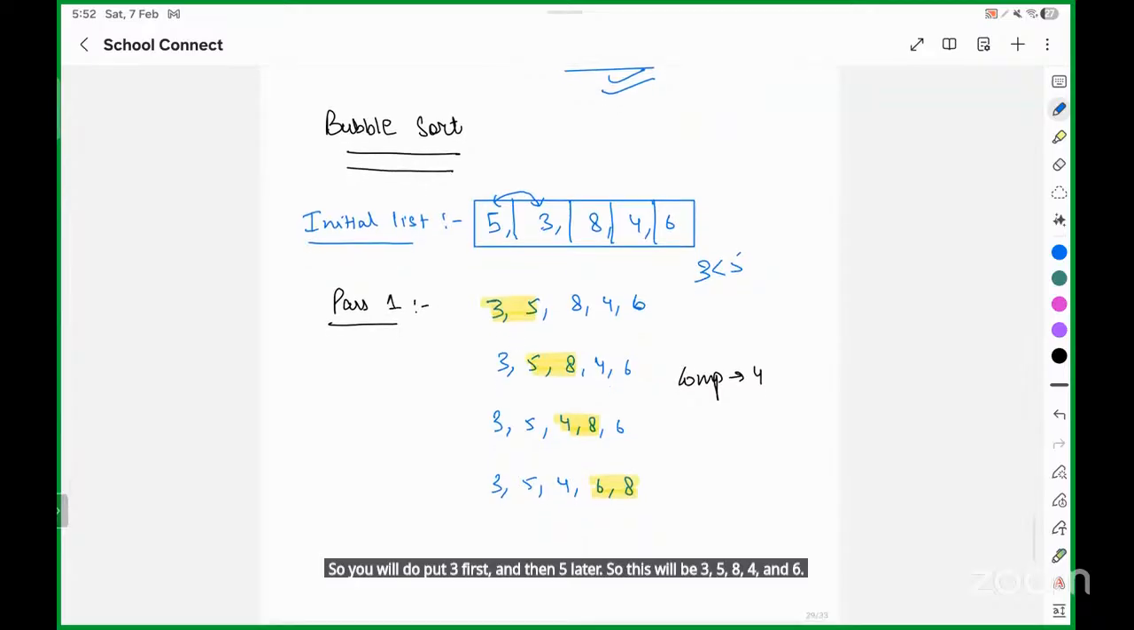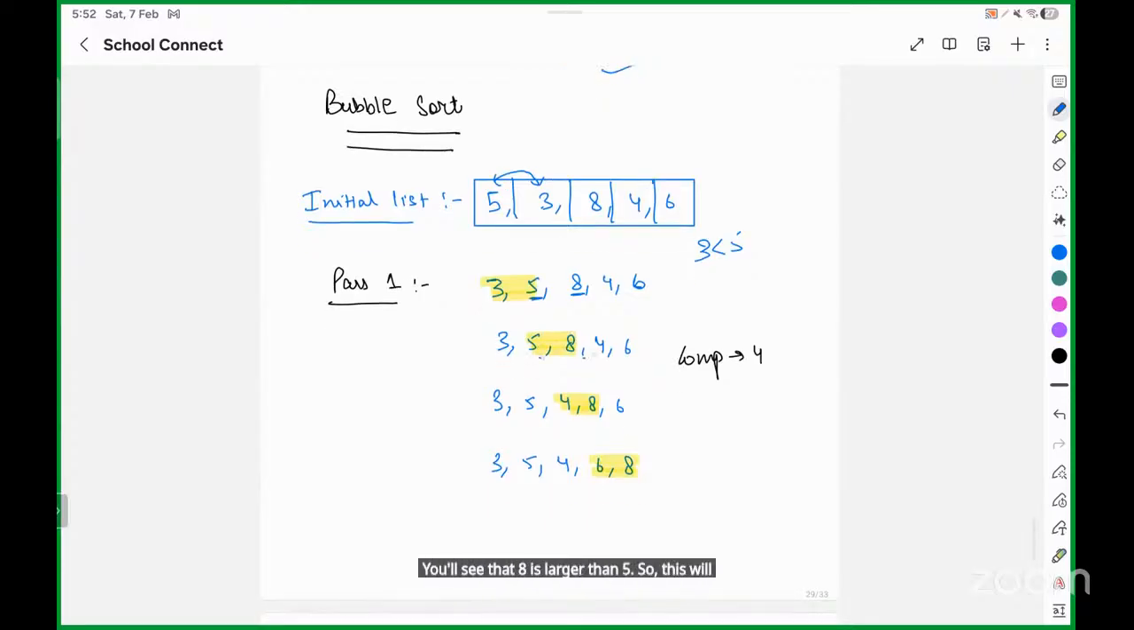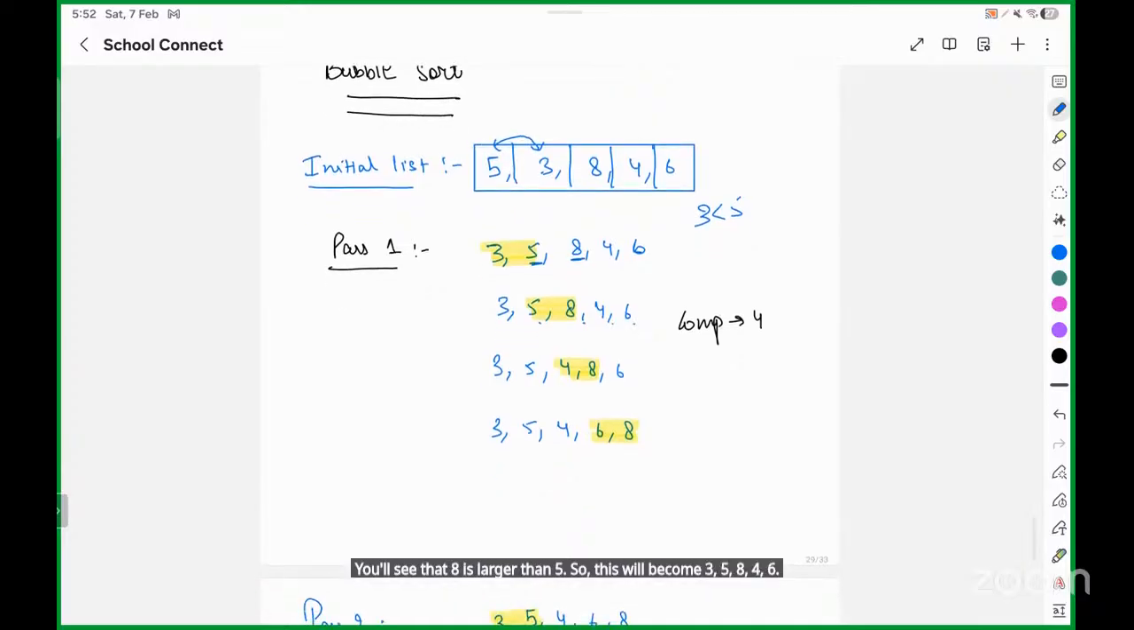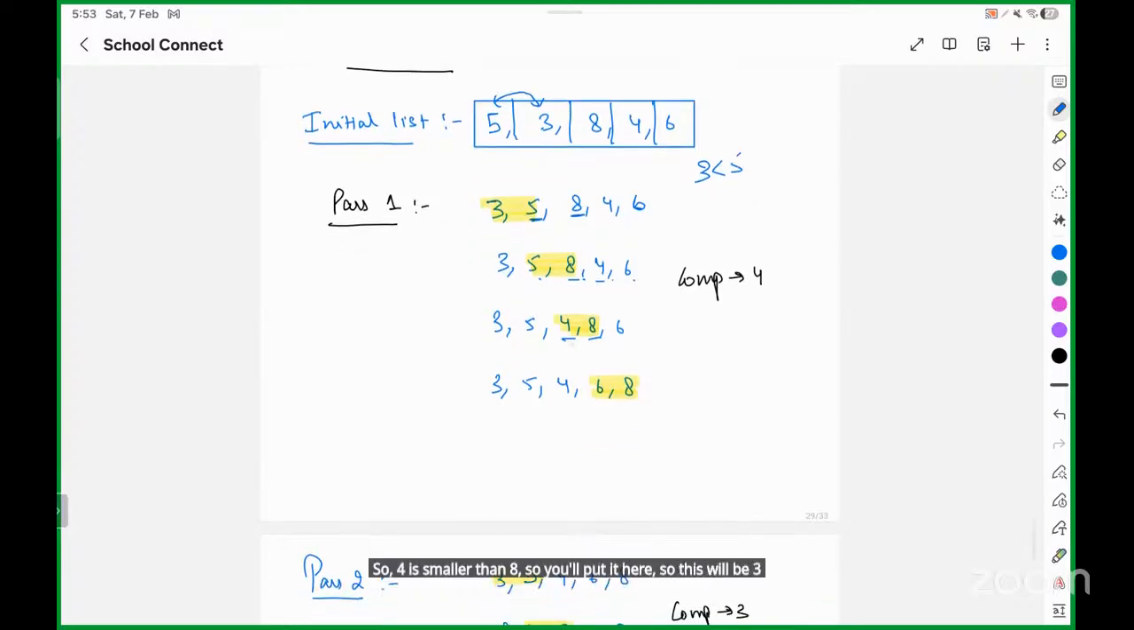And then you will look at 5 and 8. You'll see that 8 is larger than 5. So this will stay 3, 5, 8, 4, 6. And then you will see 8 and 4. 4 is smaller than 8, so you'll put it here. So this will be 3, 5, 4, 8, 6. And then if you look at 8 and 6, 6 is smaller than 8. So this will be 3, 5, 4, 6, 8.